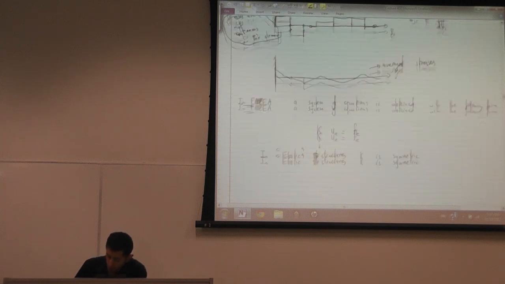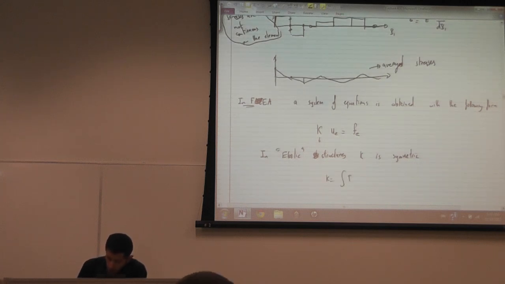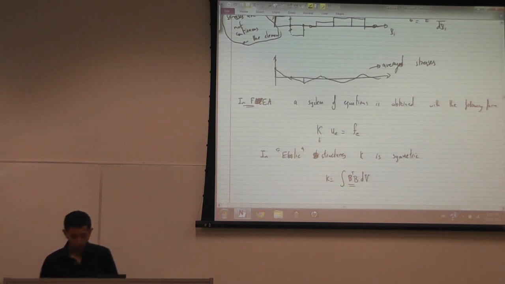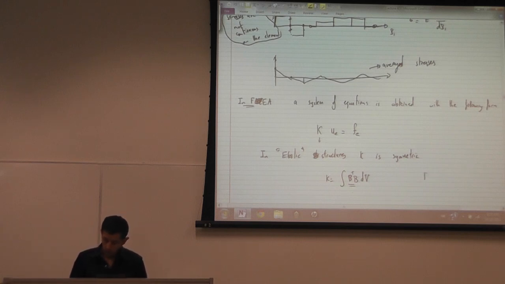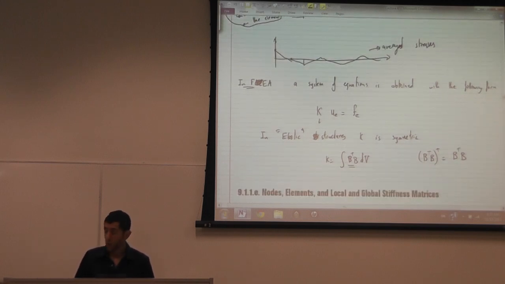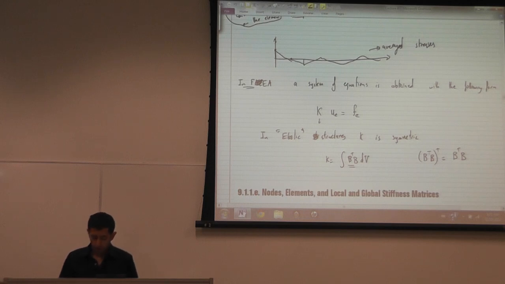In the current problem, K looked like this. The integral of B transpose B. These are two matrices multiplied by each other. The transpose of a matrix multiplied by another matrix. This is symmetric because if you take the transpose of B transpose B, it will be equal to B transpose B. So K is symmetric. This was a one-dimensional problem, so that's why we had B transpose B. In the next little while, we'll cover higher dimensions, and we'll see that as long as the material is elastic, then K will always be symmetric.